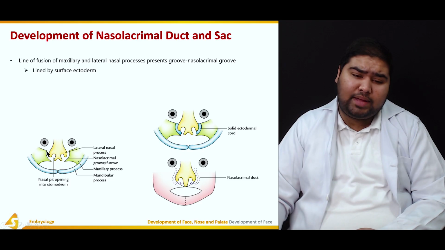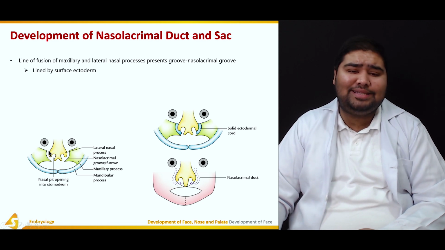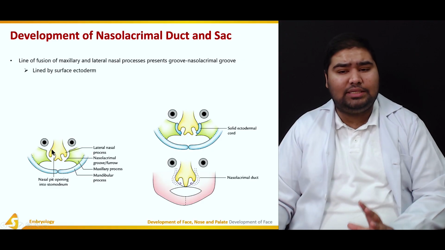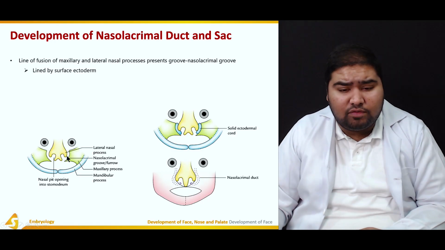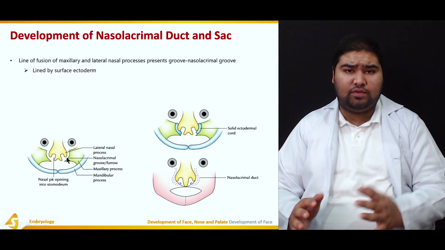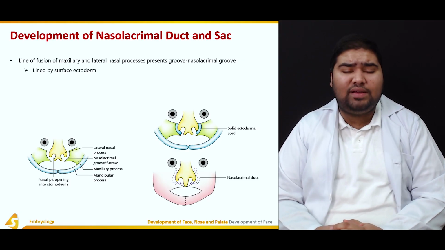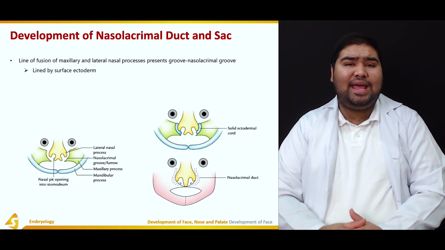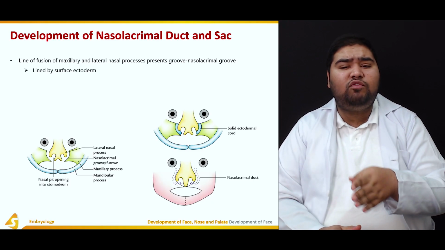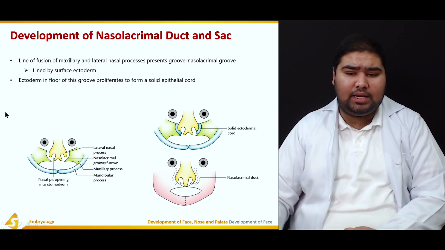This in green is the maxillary process. So in the line of fusion between the lateral nasal process and the maxillary process lies the nasolacrimal duct, or initially this area is known as the nasolacrimal groove. This is the nasolacrimal groove. At this point in time it is lined by the surface ectoderm, and we'll see why that is important. Now the surface ectoderm, which lines the floor of the nasolacrimal groove, forms a solid epithelial cord.